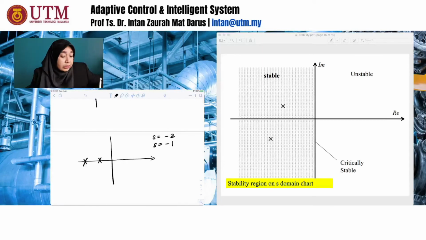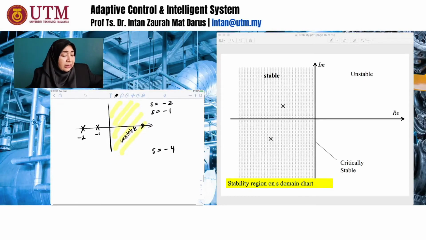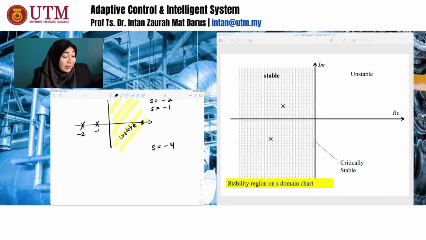Okay, so if this is minus 1, this is minus 2, then the system is said to be stable. If your value of S lies on this side, this is the unstable side. Okay, why is it so? Because if I have one value here, let's say my pole is S equals to minus 4, for example. How can I get S equals to minus 4? Maybe my transfer function is equal to this, isn't it? Not minus 4, sorry, positive 4.